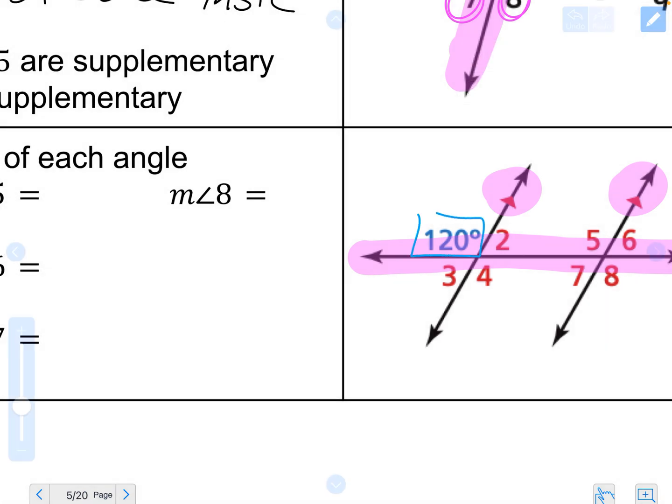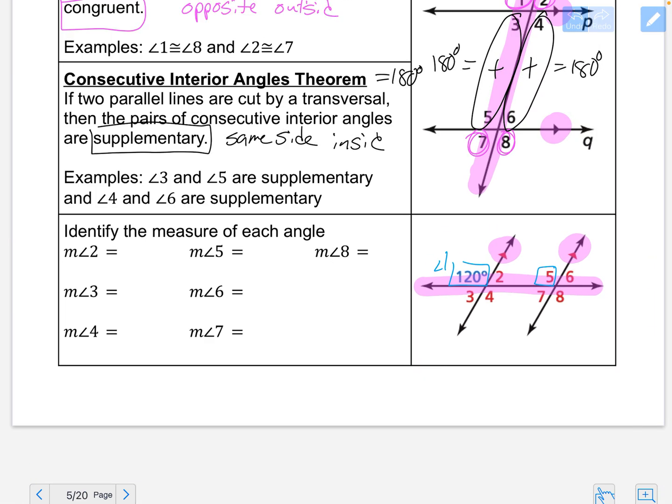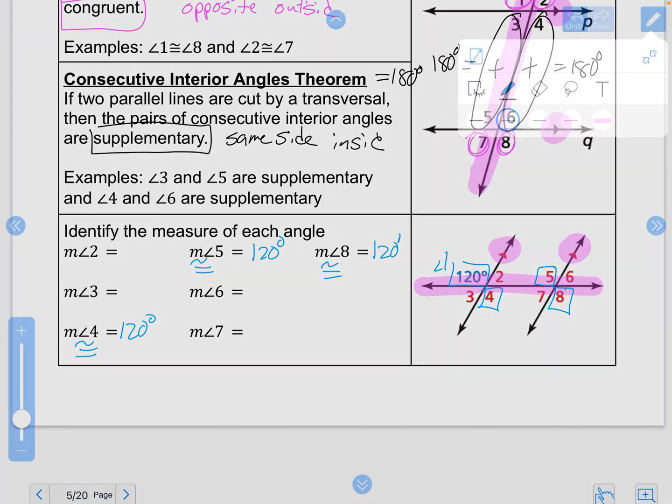So I know that angle 1 and angle 5 are corresponding angles. And if they're corresponding angles, I know that they are congruent. So I know that angle 5 is 120 degrees. I know that angle 1 and angle 8 are alternate exterior angles, which are congruent. So I know they're going to be 120 degrees. I know that angle 1 and angle 4 are vertical angles, and because they're vertical angles, they're congruent, so it's going to be 120 degrees. And so I know that all 4 of those angles are going to be 120 degrees.